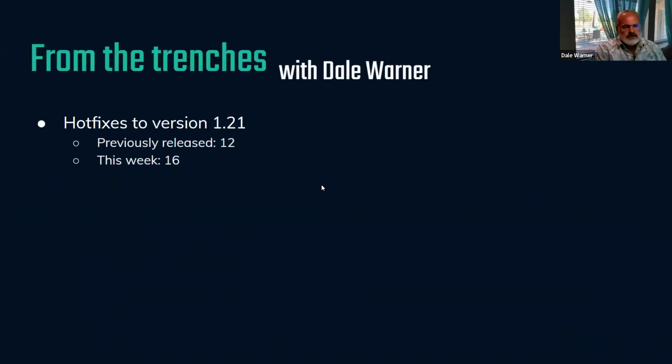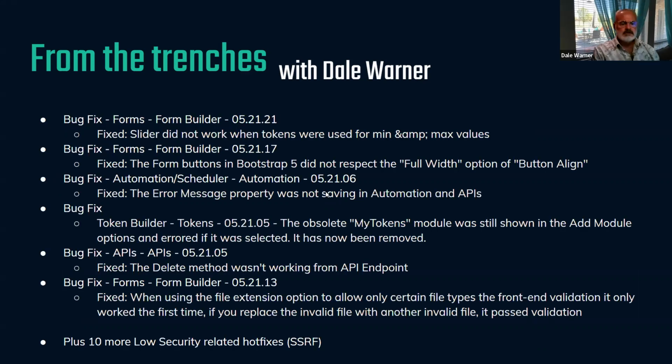All right, hello. So today we're going to talk mostly about hotfixes in our service segment here. In our current version 1.21, we've previously released 12, and this week we're releasing 16, and that sounds like a lot, but there's an explanation. There are 6 standard bug fixes that I'll touch on briefly, and then there's a low security related hotfix that touches a lot of areas of the product, so I'll cover that separately.